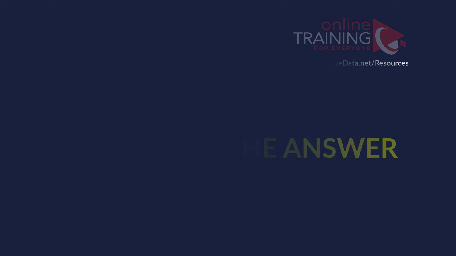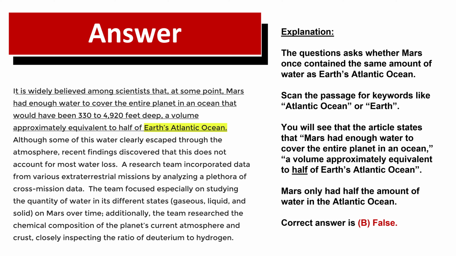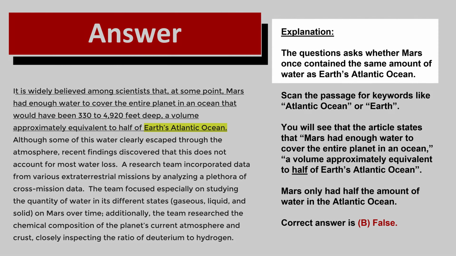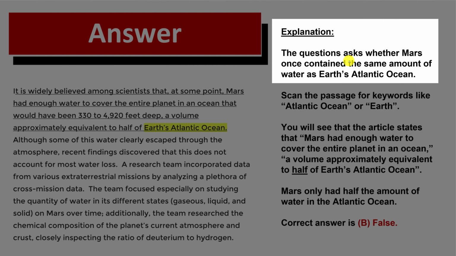Typically, in questions like this, you're presented with a passage that is very hard to understand. It also contains a lot of scientific or professional words that are not used in common English language. So your goal here is to scan through the passage to see if you can quickly come up with the answer, because you have limited time on the test. So the question here asks whether Mars once contained the same amount of water as Earth's Atlantic Ocean.